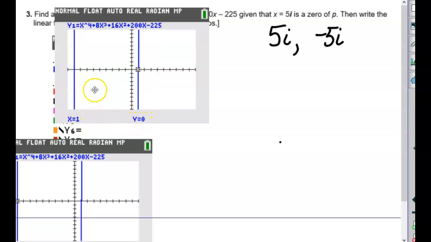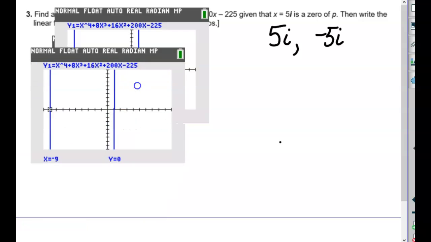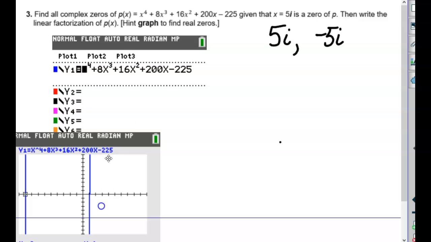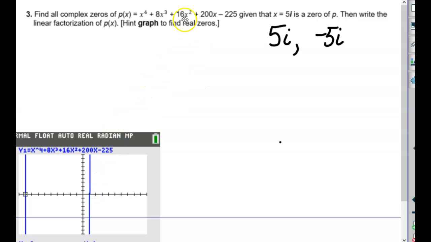Can everybody see that screen right there? I found that 1 worked, and I found one out at -9. So I found one at 1 and one at -9. I'm just going to save us the pain of typing that in. So the other 2 were at 1 and -9.